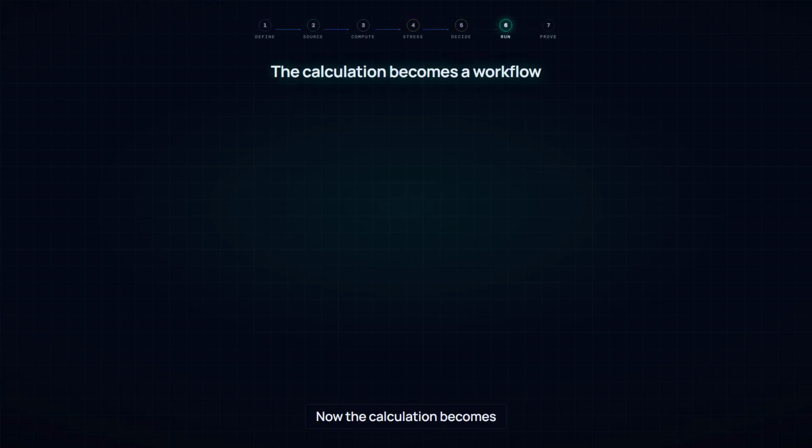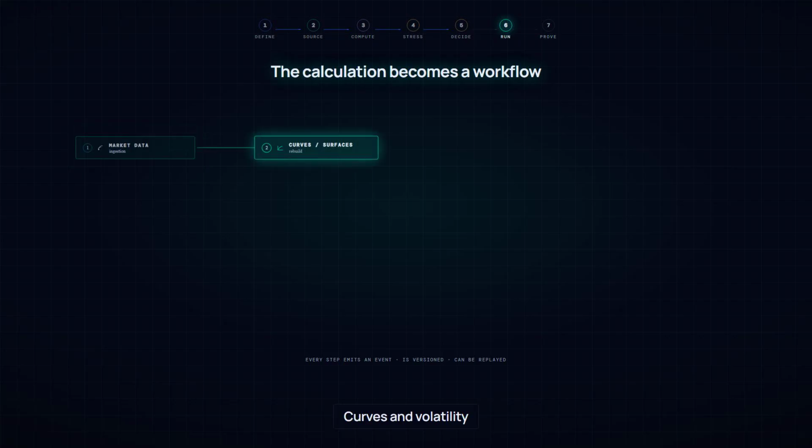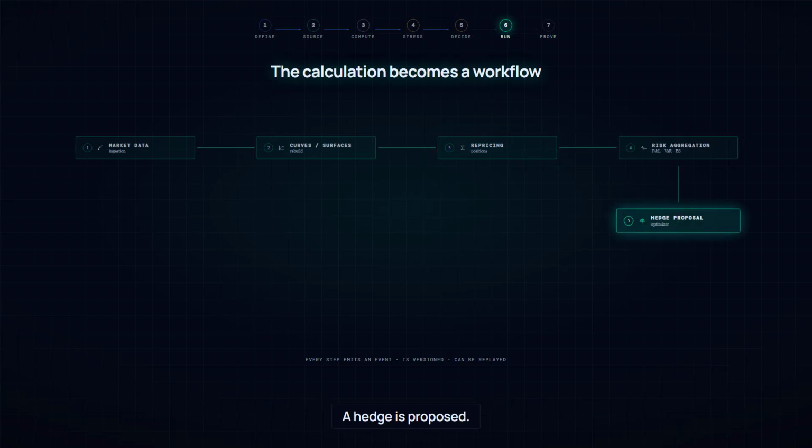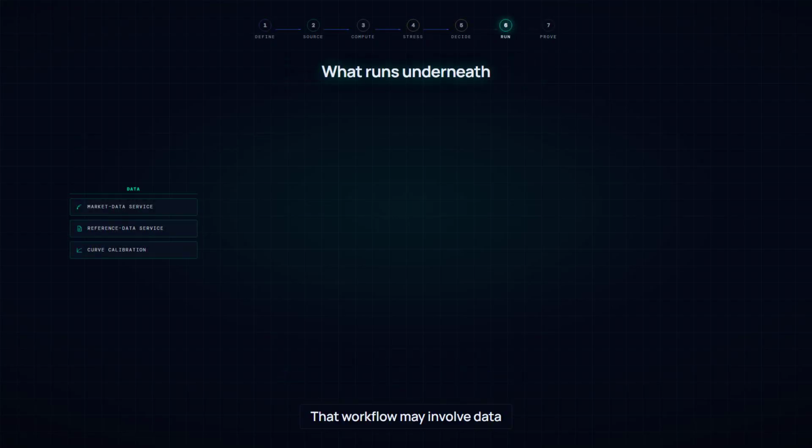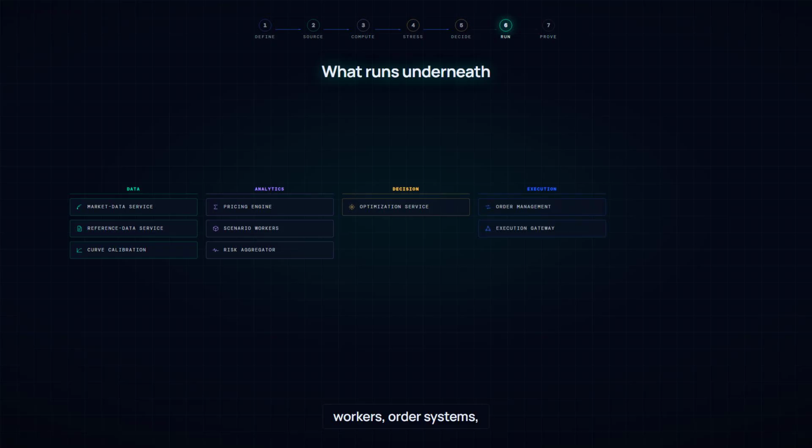Sixth, run. Now the calculation becomes a workflow. Market data arrives, curves and volatility surfaces update, instruments are repriced, risk is aggregated, a hedge is proposed, controls evaluate it, orders are sent, fills return, risk changes again. That workflow may involve data services, pricing engines, scenario workers, order systems, databases, and monitoring.